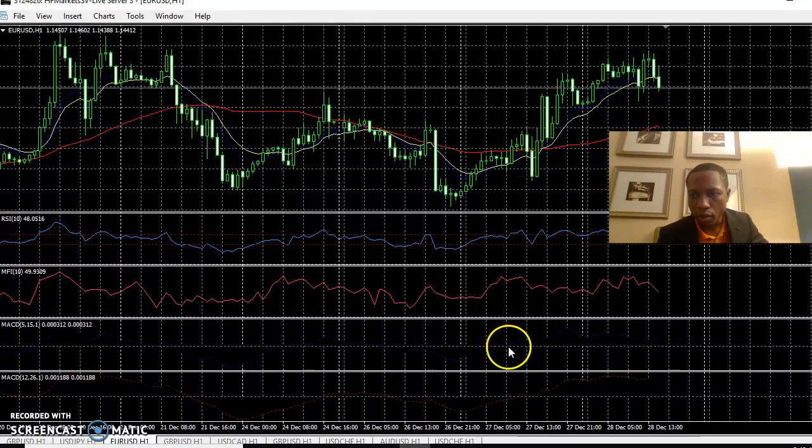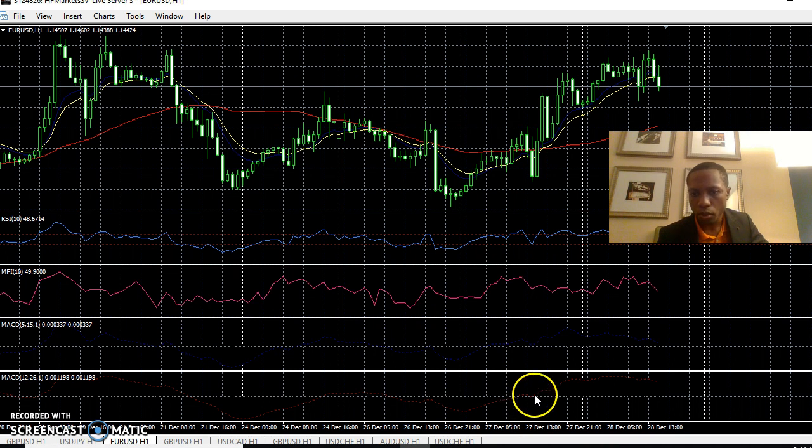Now let's come to the MACD. The MACD has crossed the zero line. Can you see the zero line right here? Which is the 15, 5, and 1 MACD representation. Now, the same applies to the last one. It also crosses the zero line. See the zero line right here? It crosses the zero line. Can you see it right here?